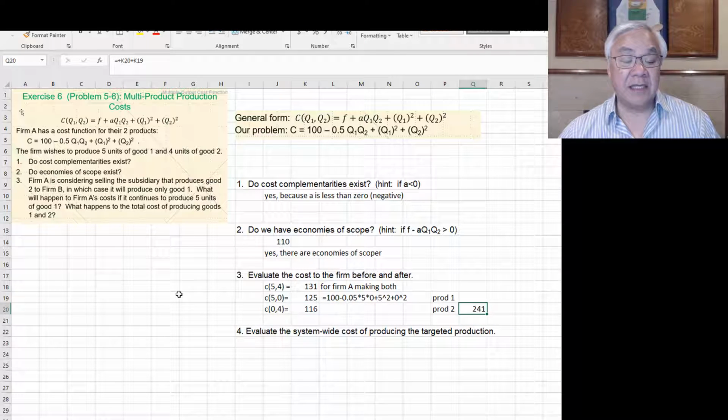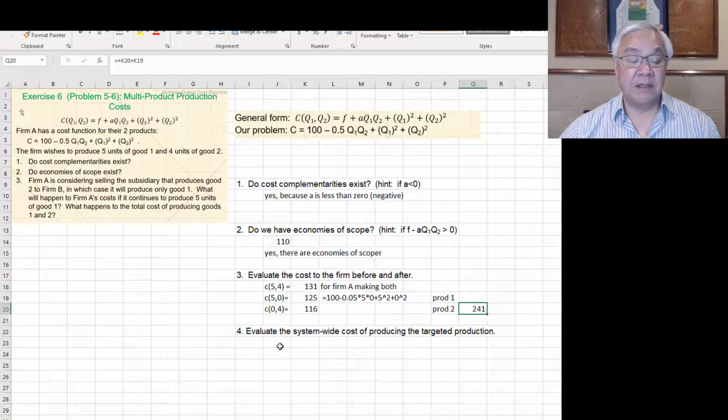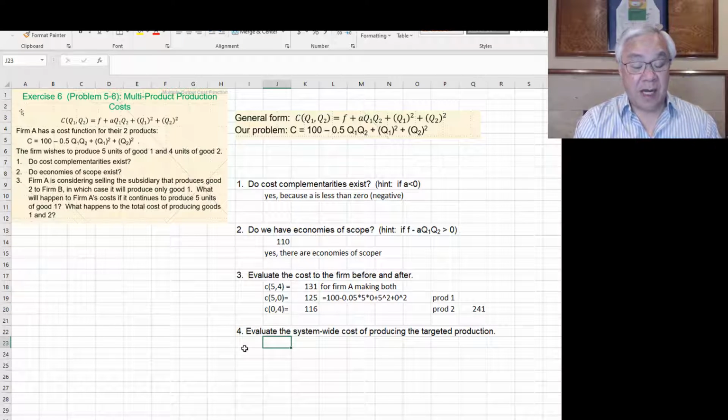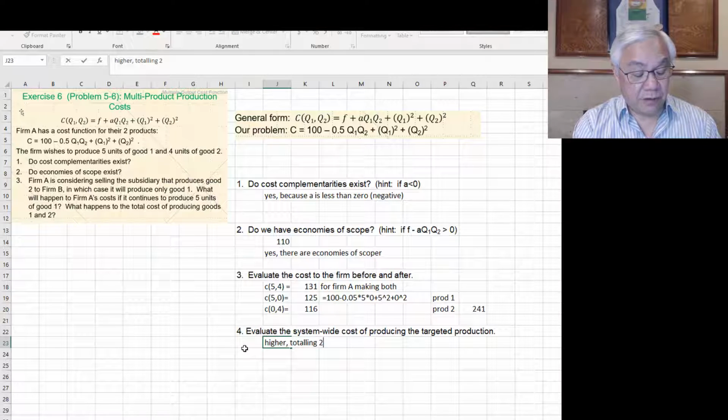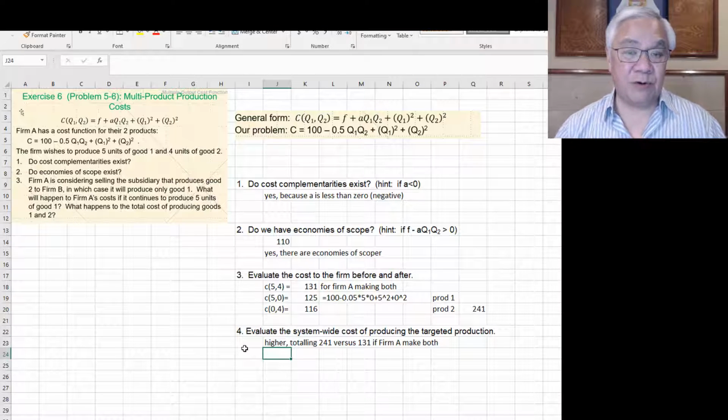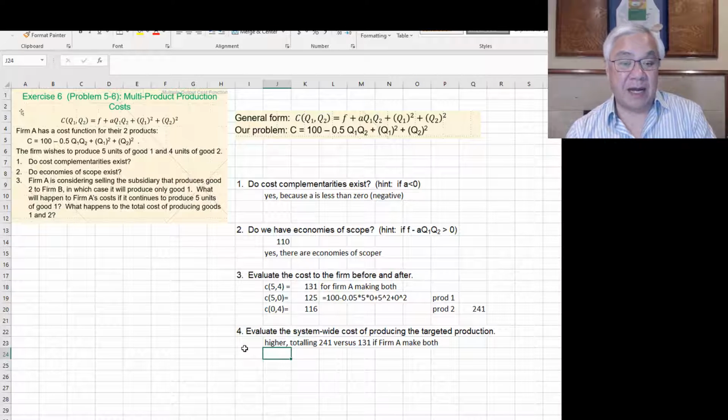So what's going to happen is that if we're firm 1, we only save $6 by not making product 2. And furthermore, system-wide, our cost will be 241 versus 131. So the system-wide cost is going to be higher, totaling 241 versus 131 if firm A made both. So in this case, there's no real reason for this to happen from an economic standpoint.